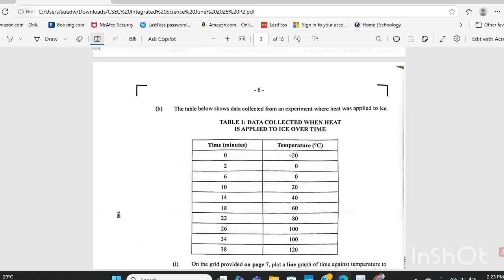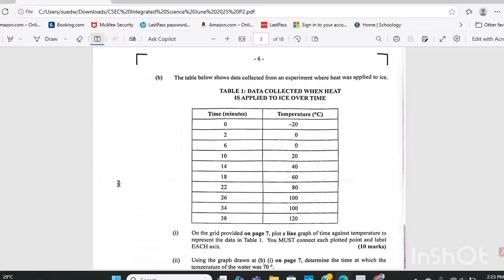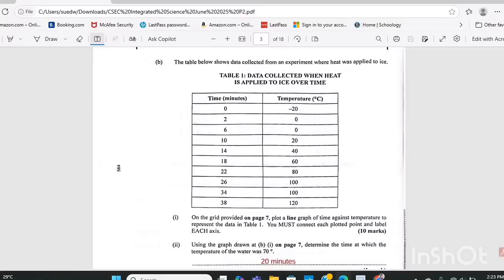All right, it says the table below shows data collected from an experiment where heat is applied to ice. It says on the grid provided on page 7, plot a line graph of time against temperature. To represent the data in table 1, you must connect each plotted point and label each axis. And this graph question was worth 10 marks. And remember I said to you, always ensure that you label your axes and always make sure that you have a title, just because you will get marks for those even if your points are off.